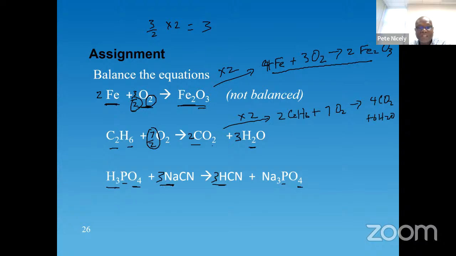You have 3 sodiums here and 3 sodiums here, so that's okay. You have 3 carbons here, 3 carbons here, and then 3 nitrogens and 3 nitrogens. So now we know that the equation is balanced. All right. And you're going to have a lot more equations to balance in the assignment that I've posted, or I'm going to post later on today.